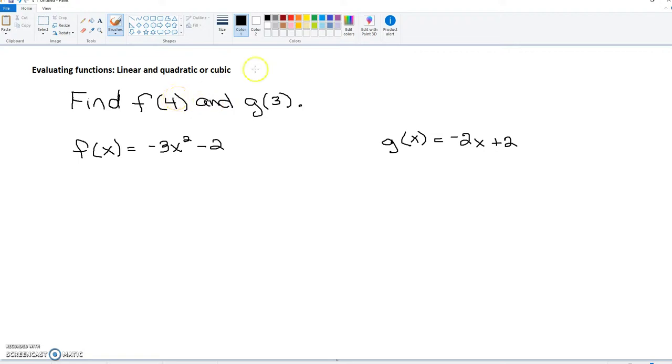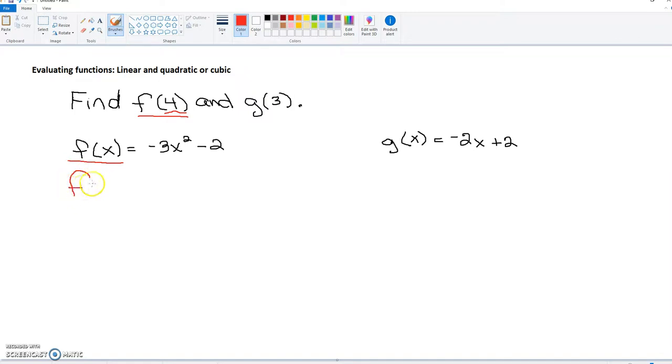Okay, so what that means is that you're going to need to take the number that's in parentheses and replace the x with it in the given function. So in other words, this is f of 4. So we're looking for the function that starts with an f, and of course, this is the one that starts with an f. And we're going to replace the x with a 4.